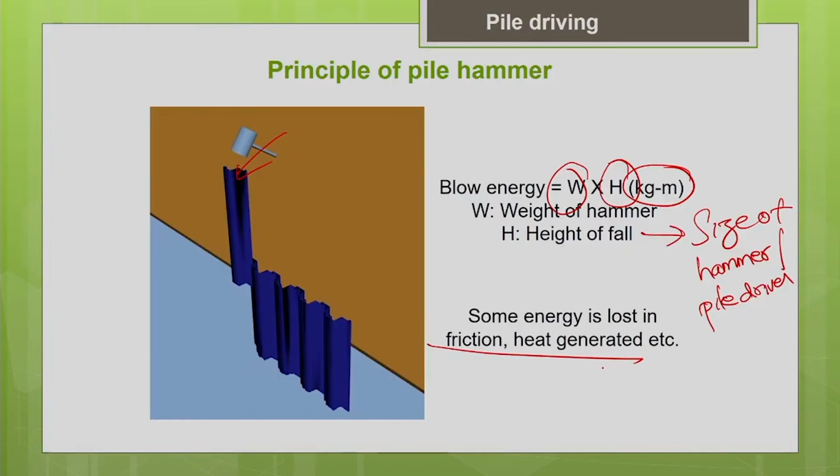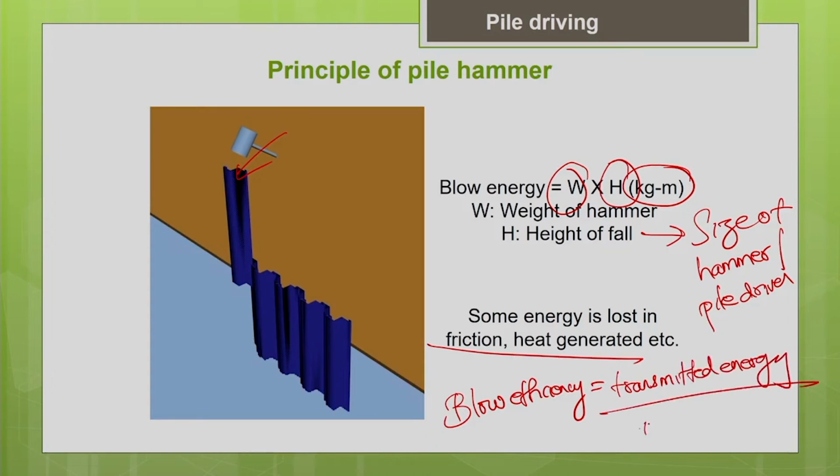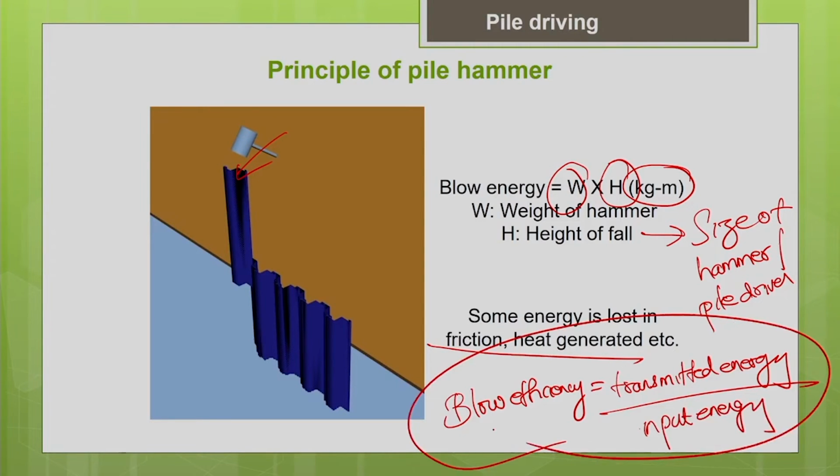One thing you know already is that the entire energy you deliver is not going to be transmitted for the driving operation, because some will be lost in friction, some will be lost as heat generated, and some will be lost in the rebound of the hammer. So, only some portion of the energy may be transmitted. That is what is called blow efficiency. Blow efficiency is nothing but the ratio of transmitted energy to the input energy. We always prefer to maximize this blow efficiency, so that will help you to maximize your productivity.